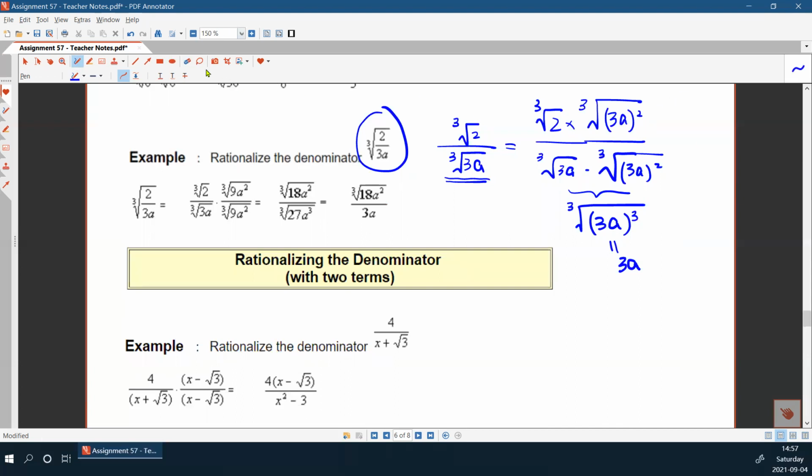Okay, so in this way, as we have discussed, the denominator is actually 3a, right? And the numerator would become cube root of 2 times 9a squared, which is 18a squared. Okay, and you can see here the denominator has already been rationalized.